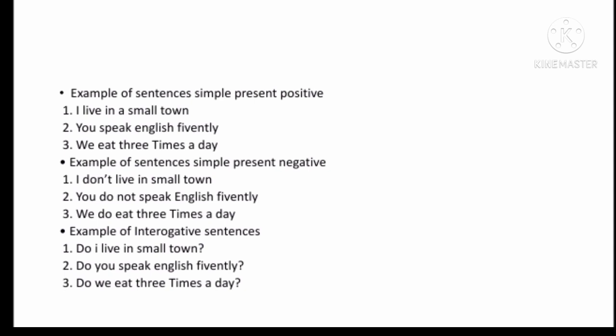Example sentences, simple present positive. Number 1. I live in a small town. Number 2. You speak English fluently. Number 3. We eat 3 times a day. Example sentences, simple present negative. Number 1. I don't live in a small town. Number 2. You do not speak English fluently. Number 3. We do not eat 3 times a day.